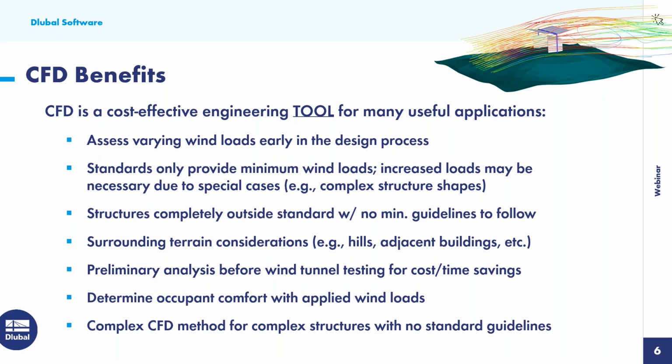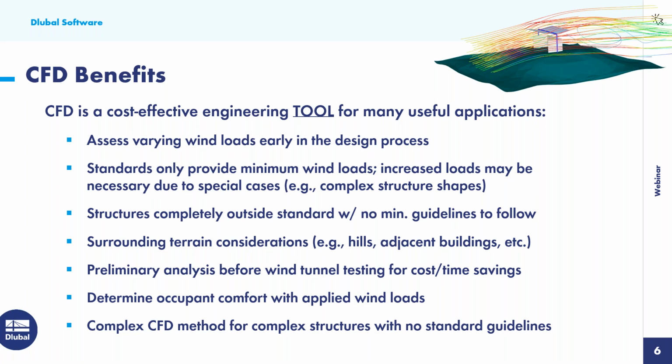Now, for very complex and irregular structures, of course, the ASCE 7 says that we must run a wind tunnel test. Well, we can use a program like RWIND as a preliminary analysis before we move on to the true wind tunnel test. You can imagine that's going to be a huge cost and time savings if we're able to run the preliminary analysis, maybe adjust our structure if it's very over-designed or under-designed, before we move to a true wind tunnel test. We also can use CFD to determine occupant comfort with applied wind load. So is this structure sufficient enough to not impact occupants that are inside?